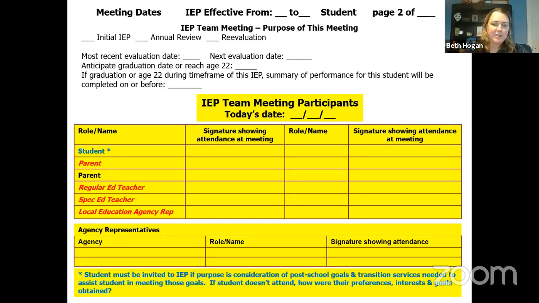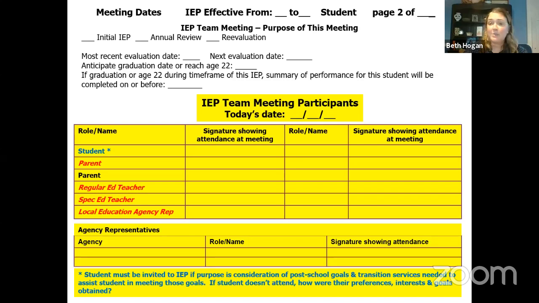Now, just to get back to the student for a moment. Obviously we want the student at the table. It's imperative that the student's goals and wishes and interests are being represented there, particularly as we are discussing post-high school goals. And we want that student to be able to speak to what he or she is looking to do with his or her life moving forward.